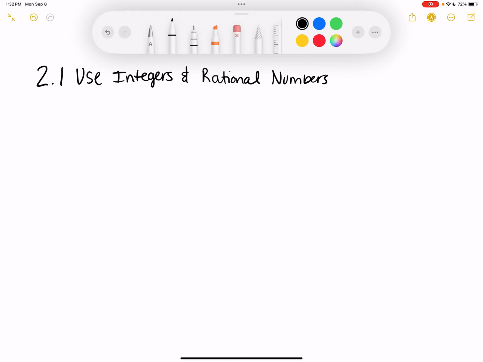All right, so you've probably heard there are different names for different types of numbers before. Just as a quick review, whole numbers are basically our counting numbers. They can start at 0, but 0, 1, 2, 3, and so on and so forth.